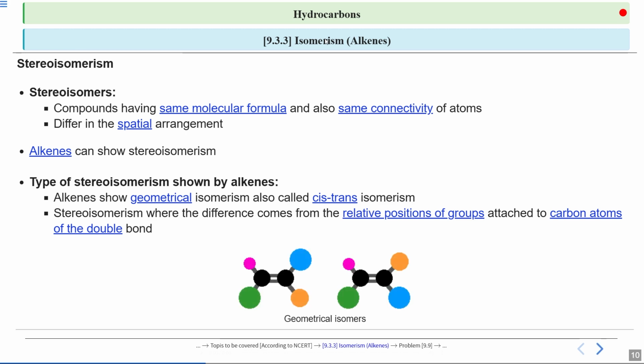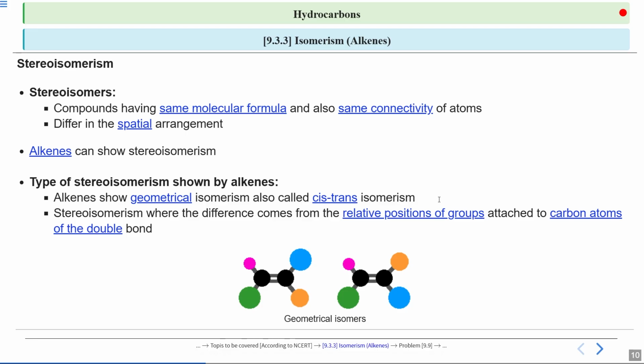Here is an image illustrating this geometrical isomerism. This visual representation helps us understand how different spatial arrangements of atoms can lead to different isomers, even though the molecular formula and the connectivity remain the same. Here in this image, we can observe the black balls are representing the carbon and the other colored balls are representing the groups.